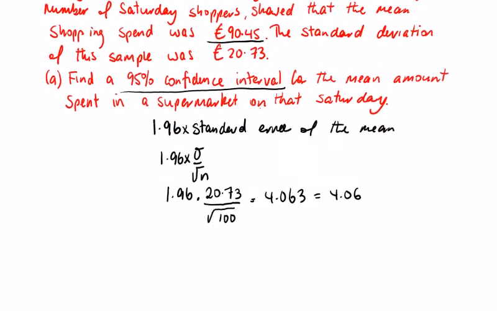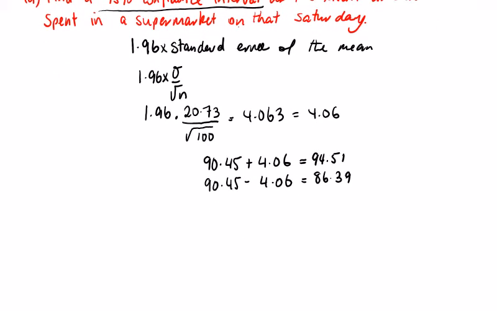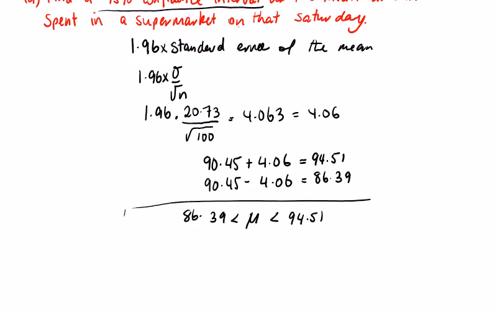So we add this onto our 90.45 and we take it away, and that will give me the 95% confidence interval. So 90.45 plus 4.06 and 90.45 minus 4.06. So that's going to give me 94.51, and this one's going to give me 86.39. So we can say with 95% confidence that the mean, which is mu, is between 86.39 and 94.51. So this is my 95% confidence interval.